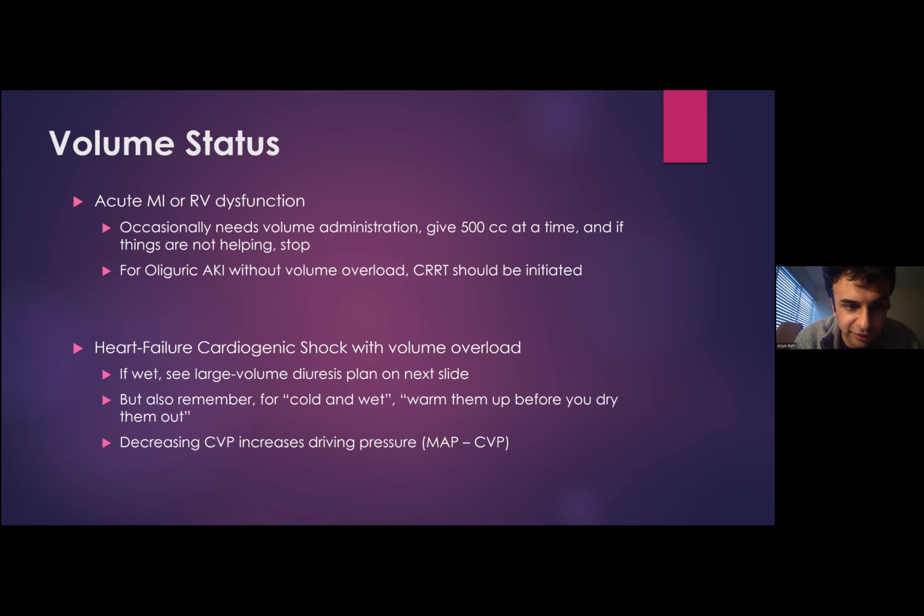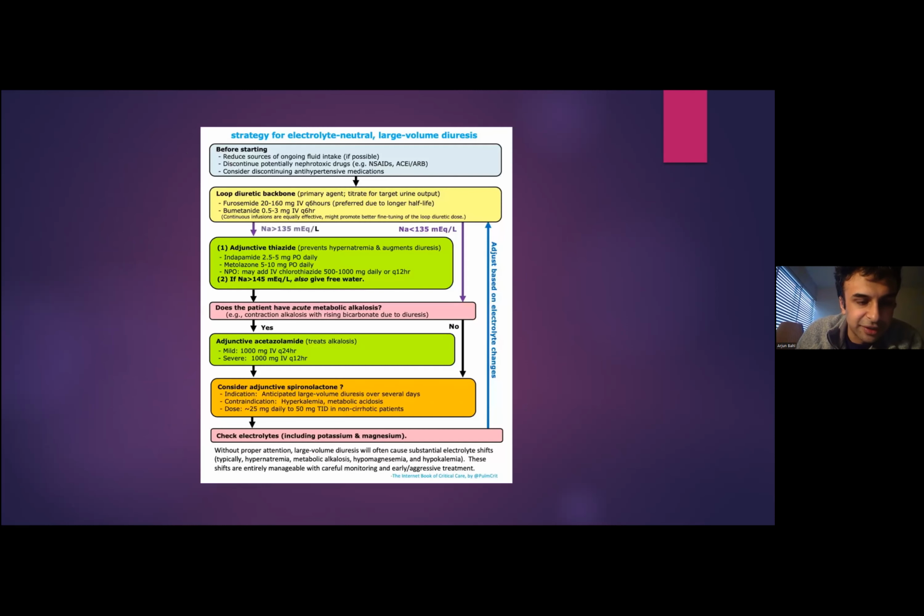For heart failure, I'll talk about the diuresis plan on the next slide. I think a lot of people are pretty good at diuresis here. There's a couple of updates I want to share. This is again from that same website, Internet Book of Critical Care, but I have some papers on the next slide to support this. One thing that might be new is a paper that came out in 2022 that showed acetazolamide is a good option, especially if someone's bicarb is rising.